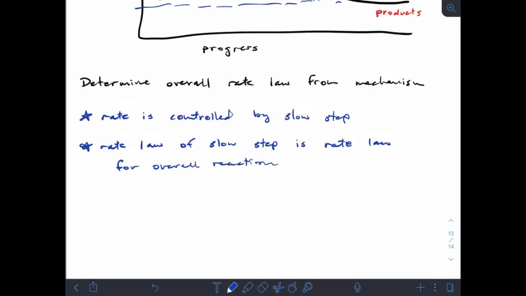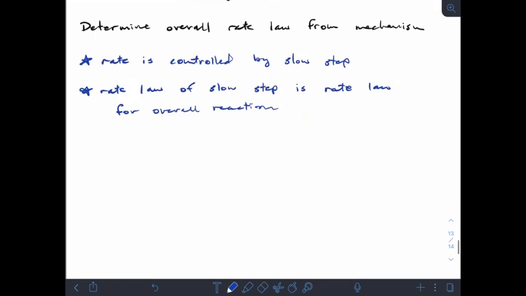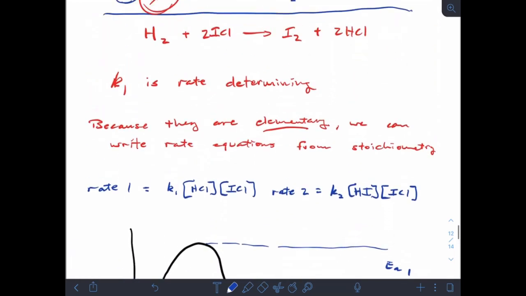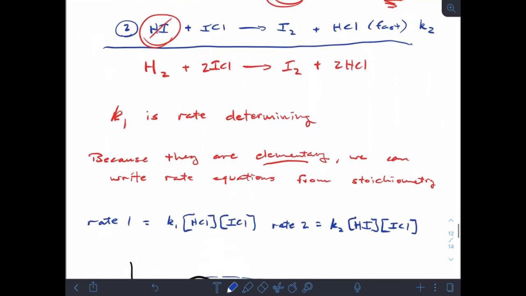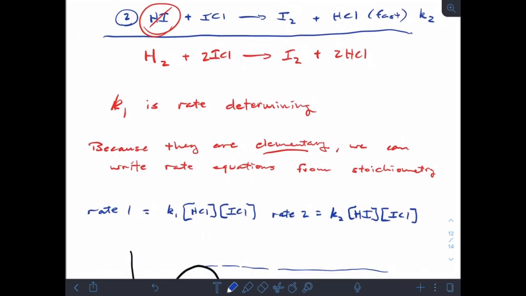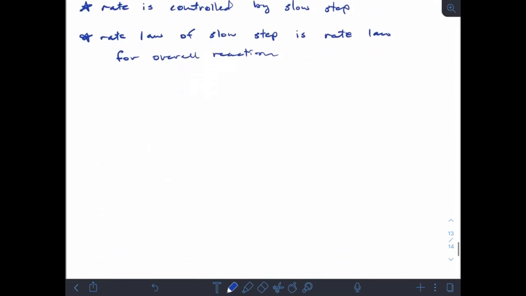Okay, so once you determine the rate law for the slow step, you also have the rate law for the overall reaction. In the case of our reaction up here, our slow step is reaction 1. So for the overall reaction, the rate law for the slow step is the rate law for the overall reaction.